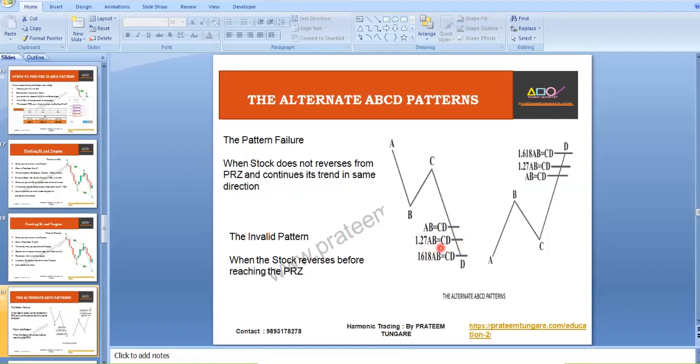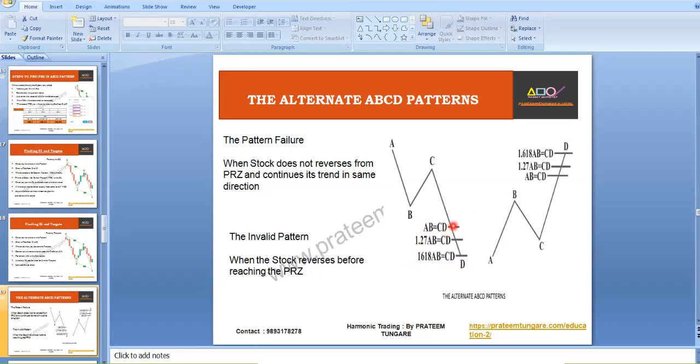1.272 AB is equal to CD. Our new PRZ would be the 1.272 AB is equal to CD pattern. If it does not reverse from 1.272 AB is equal to CD also, and both these patterns fail, then comes this 1.618 AB is equal to CD pattern. So these two patterns basically come into play when the AB is equal to CD pattern has failed.